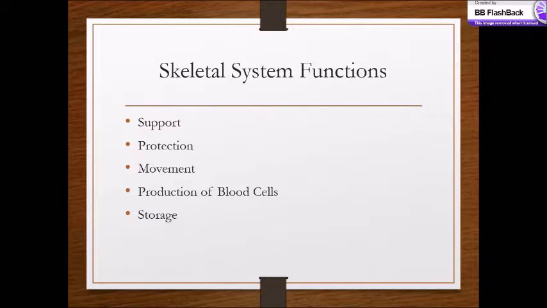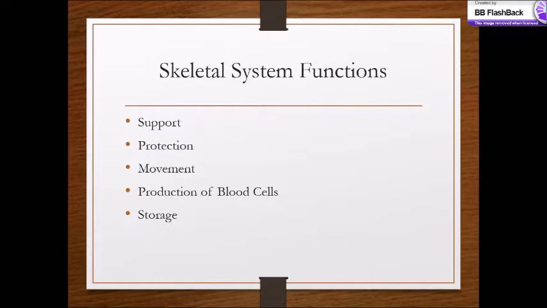So if you have any kind of trauma, it'll protect the organs inside, and it'll give more impact to the bone instead of to the organ inside. And the way it provides movement is when the actual muscle contracts, it moves the bone. Then after the muscle contracts, helps move the bone. And it produces new blood cells, like we said before, by the red bone marrow that's inside the bone.